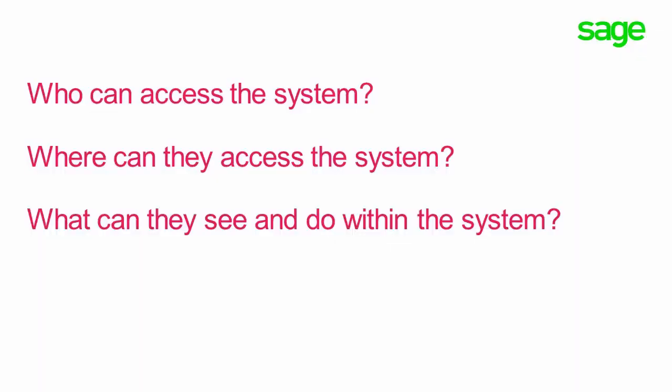That means that when planning an implementation, some thought will need to go into the questions: who can access the system? From where can they access the system? And what can they see and do within the system?